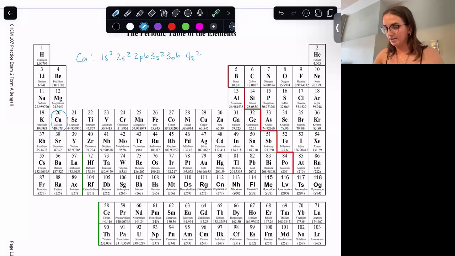Or you can write it as the noble gas configuration, where you're going to take the noble gas right before it, which is argon in this case. That comes right before calcium. And therefore, you're going to have argon and then 4s2. Okay, that would be the ground state.